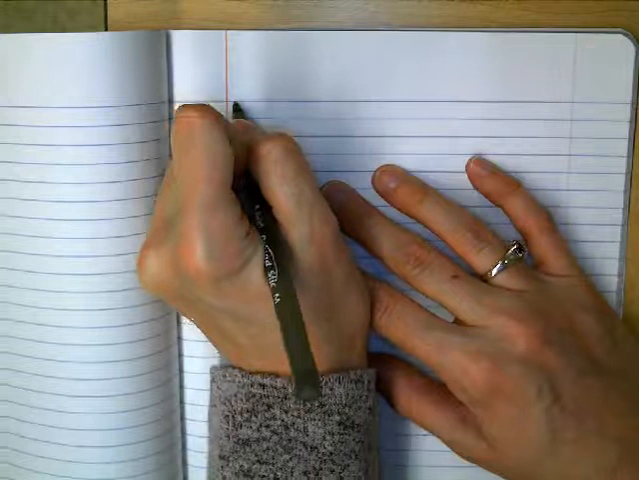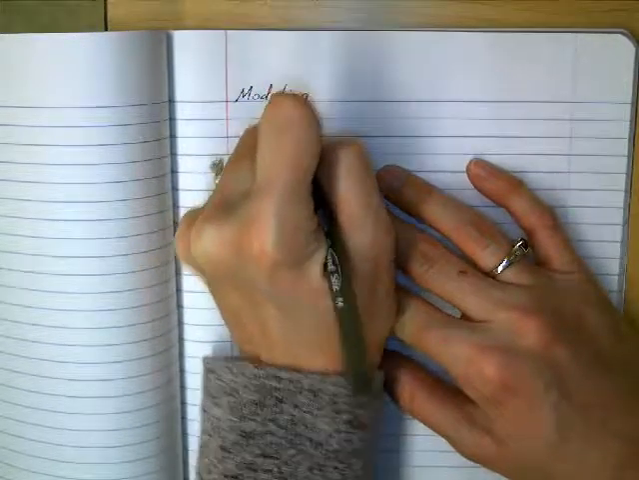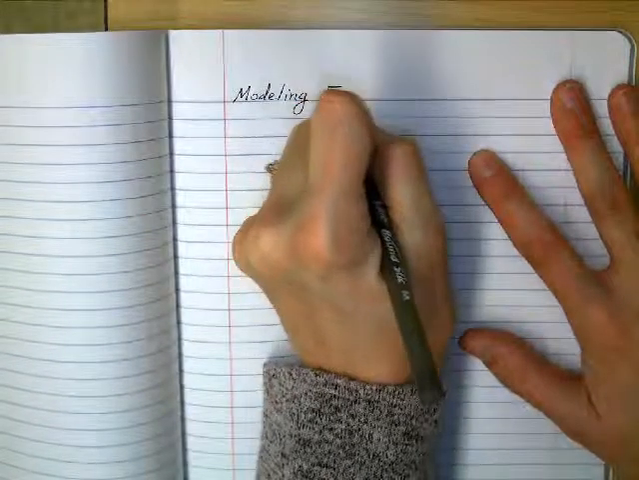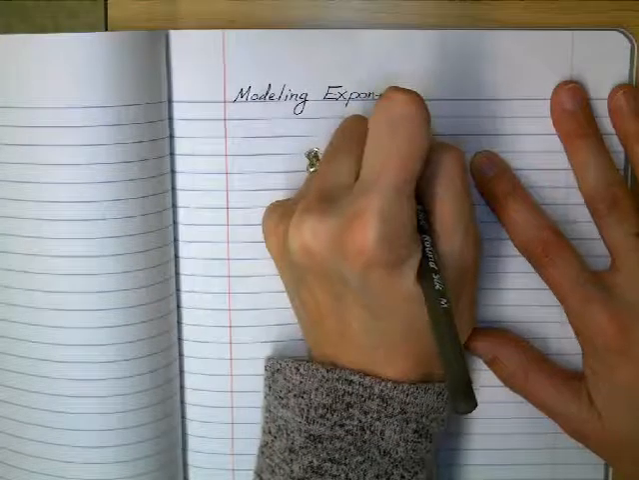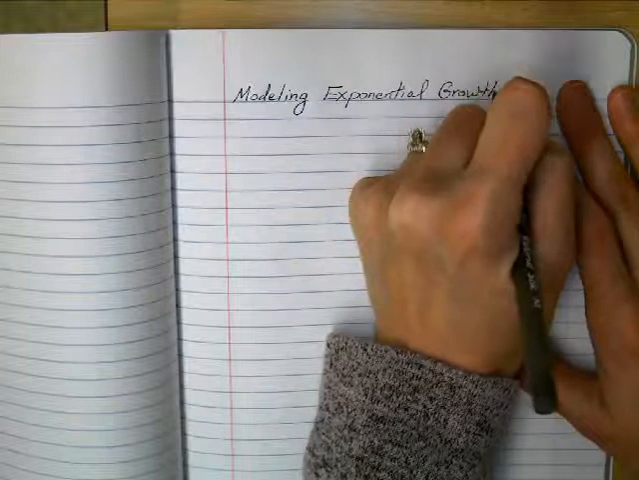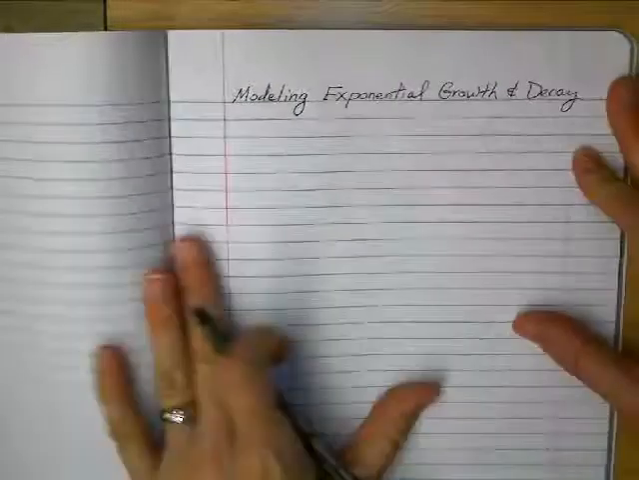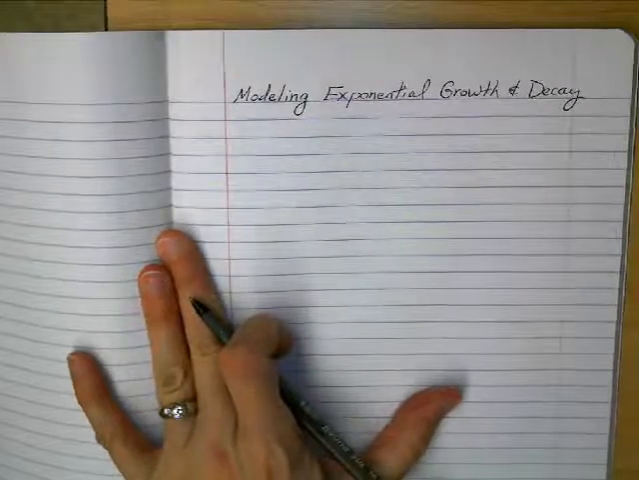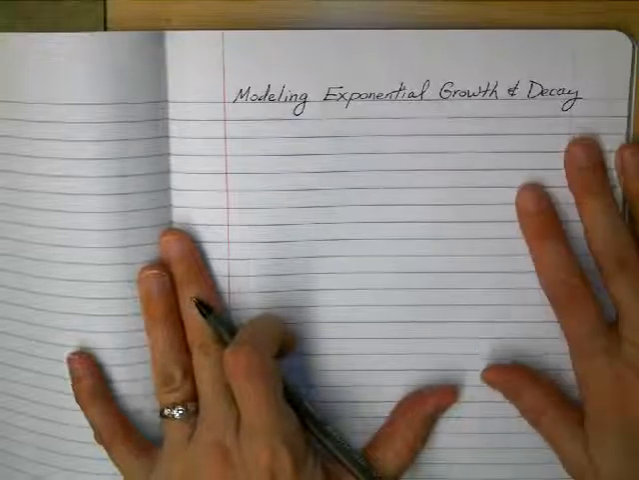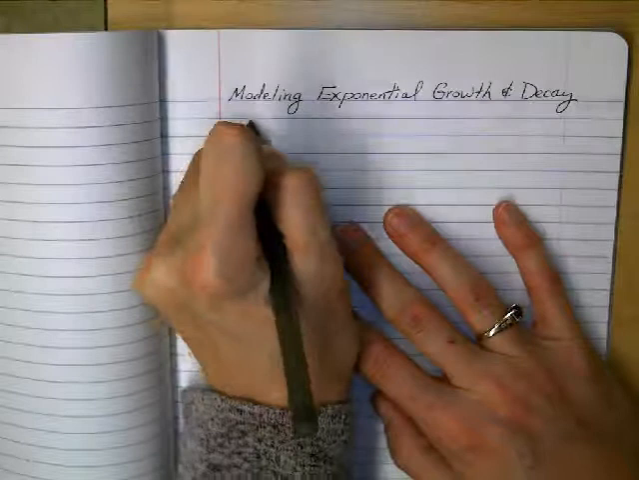All right, so this is all about modeling real situations. They usually call it modeling exponential growth and decay. So we could have problems about population growth, half-life, carbon-14 dating, different things like that. So there's a formula we're going to use every time.